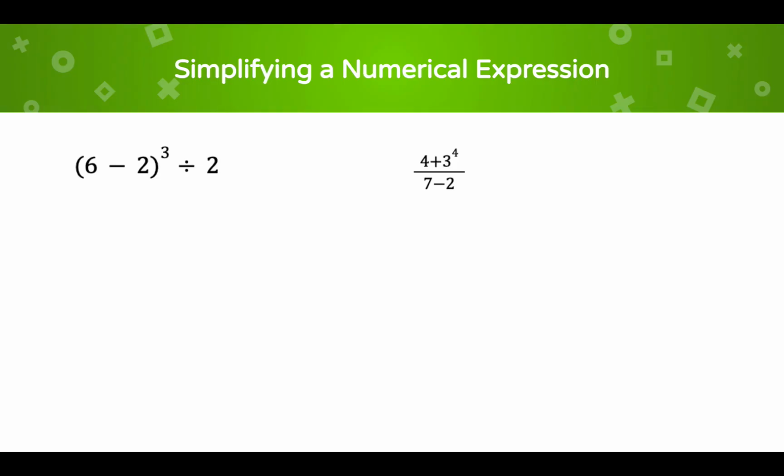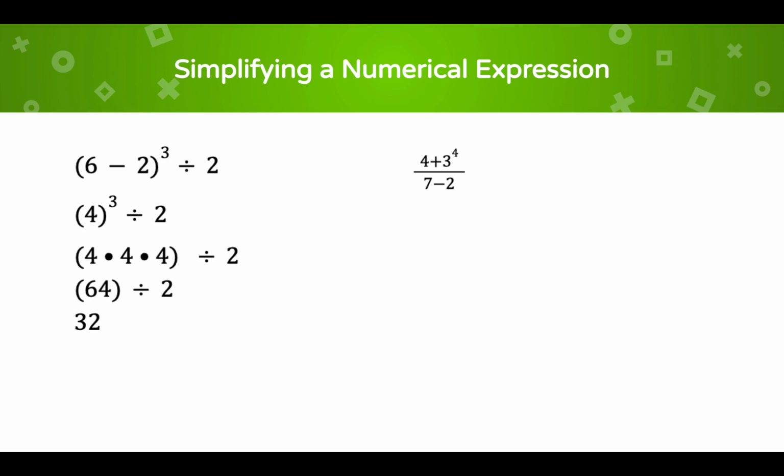Let's do some actual order of operations simplification. So the group 6 minus 2 cubed divided by 2. Order of operations, say we do parentheses first. So 6 minus 2 is 4. We cube it. So that means 4 times 4 times 4, which is 64. And then after we've simplified what's in our parentheses and our exponents, we can divide by 2. We get a final numerical value of 32.